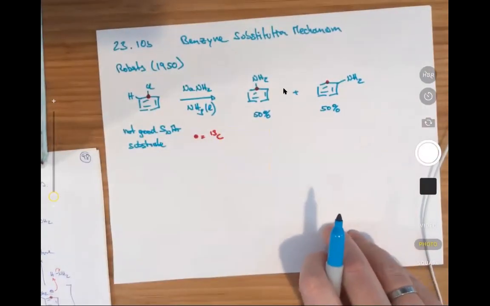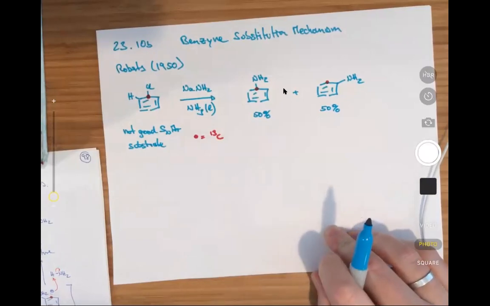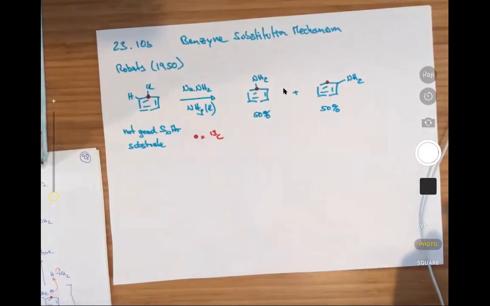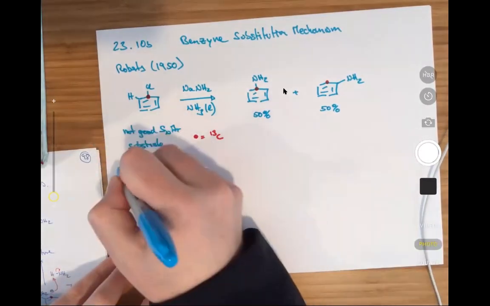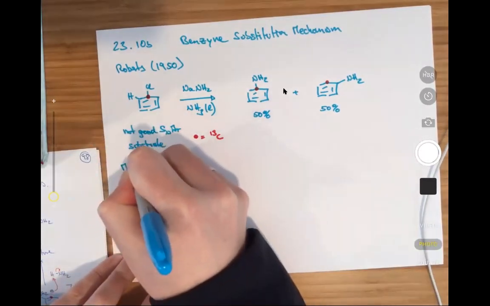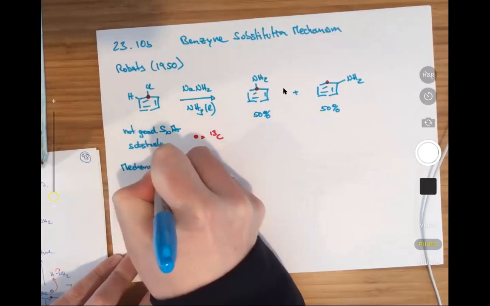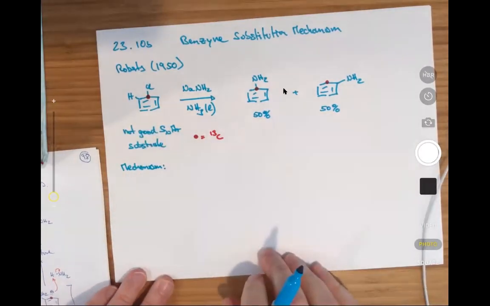It was a perfect one-to-one, or 50 to 50, ratio. That's already a giveaway that this cannot be just a simple SNAr substitution as we have talked about before. So let's talk about the mechanism that explains this selectivity.